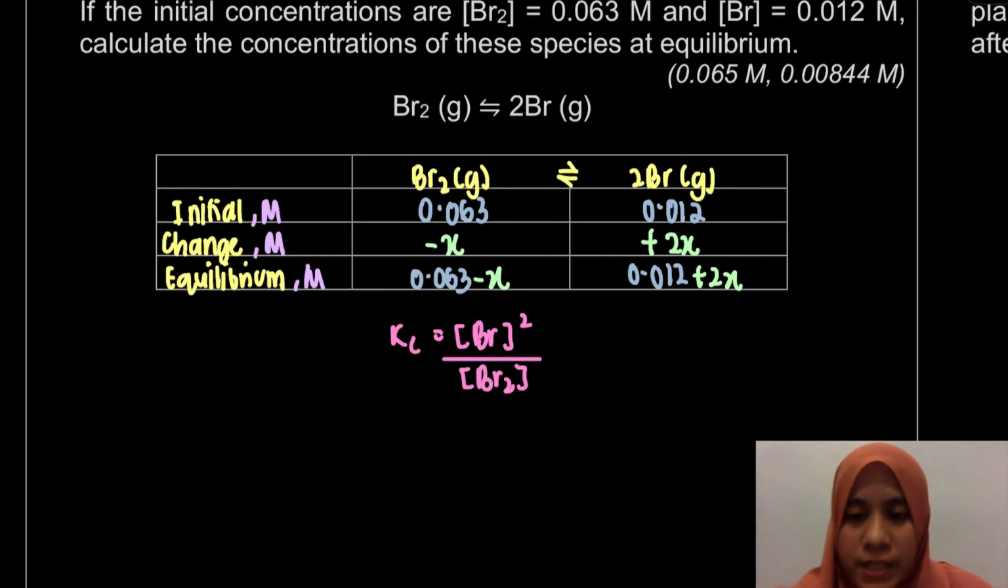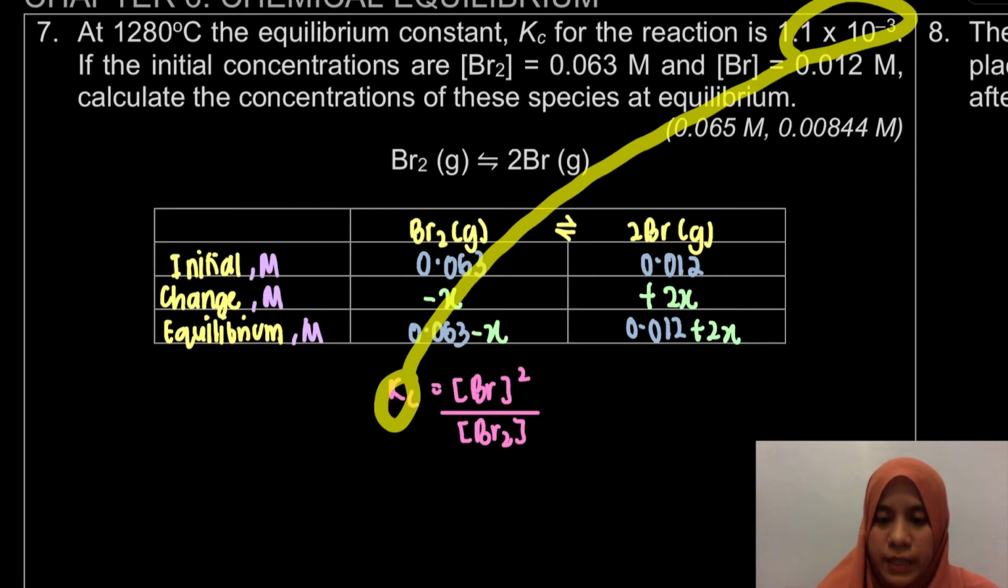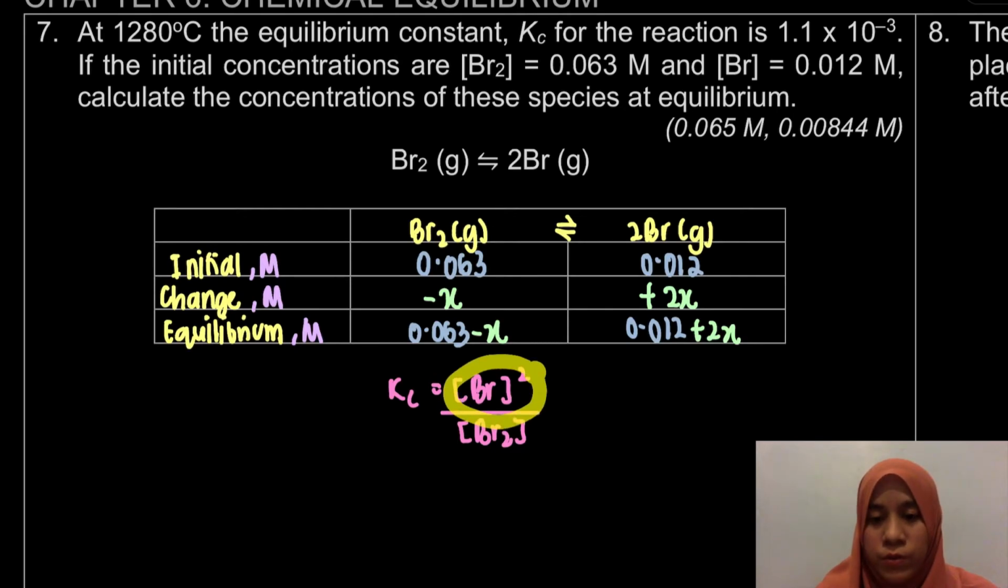So make sure here it is Br to the power of 2. And this one is Br2, but to the power of 1. Okay, so how do we find it? We substitute. Our Kc is this one. This Br to the power of 2 is actually our 2Br here. Br to the power of 2 is this one. And then our Br2, bromine molecule, our bromine gas, is this one.